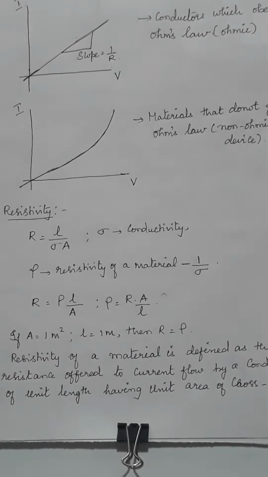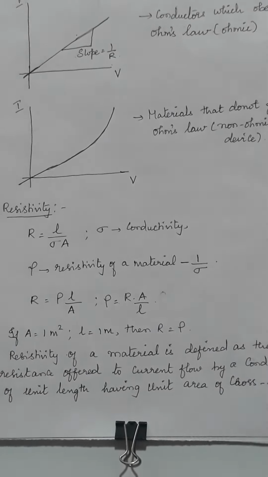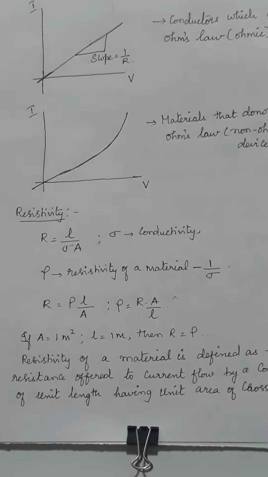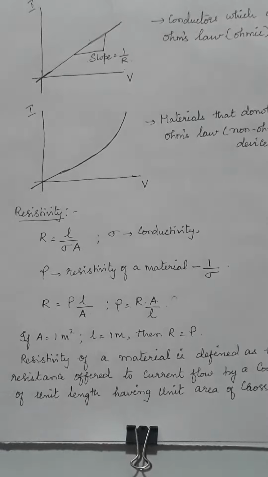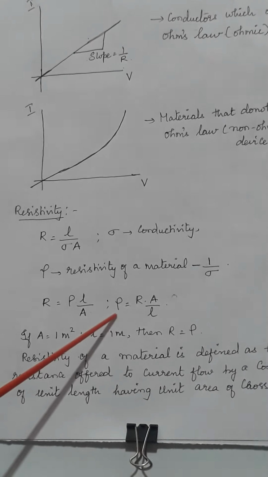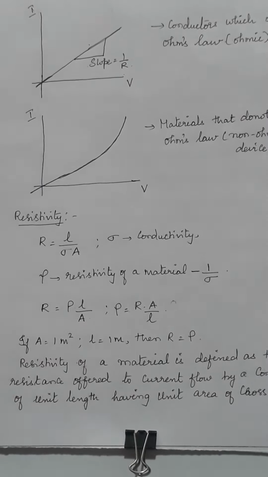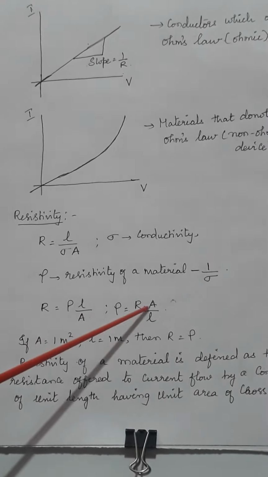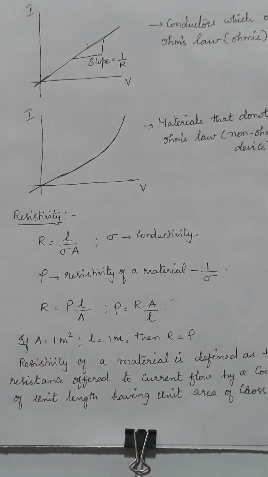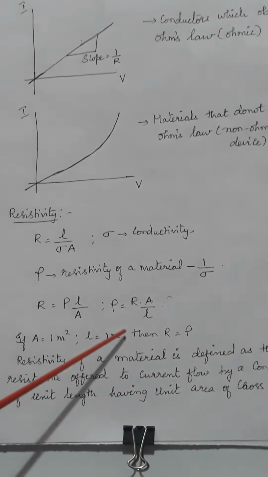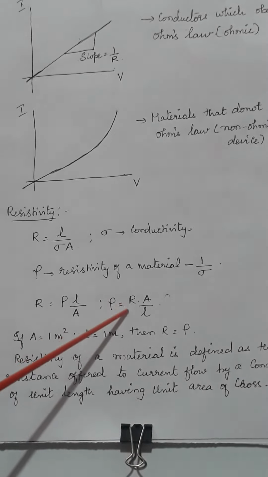There is a practical experiment that you have where you need to find out the resistivity of the material of the wire. It is always only for a particular material, it is constant. So how to define now rho? Where I am going to consider area to be 1 meter square and length to be 1 meter. Then in that condition what happens? Rho will be equal to R.